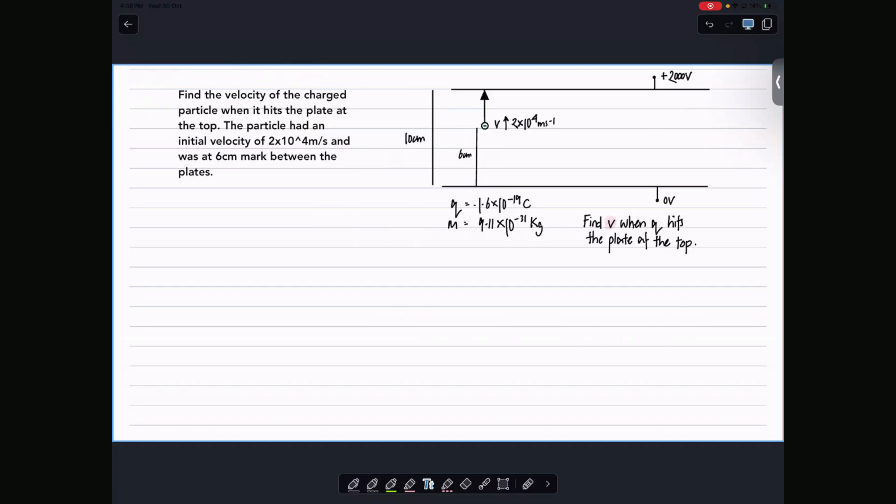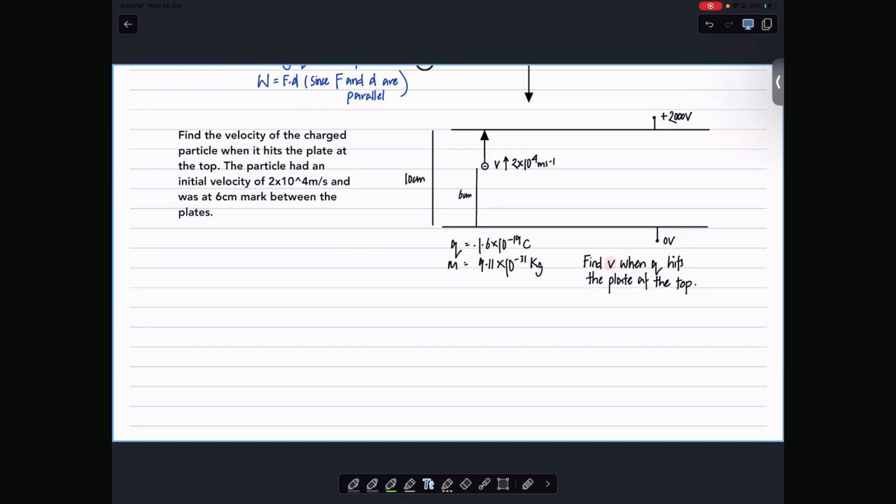Yeah, sure. So how do you do this? What do you do here? So as the charge is going upwards, can you tell me, does it gain energy or lose energy? Gain, right? Because it's going with the field.